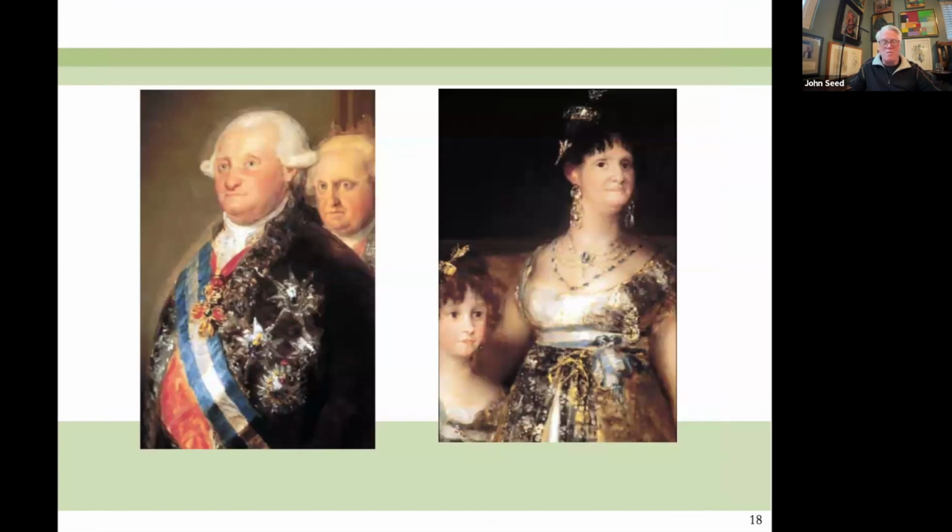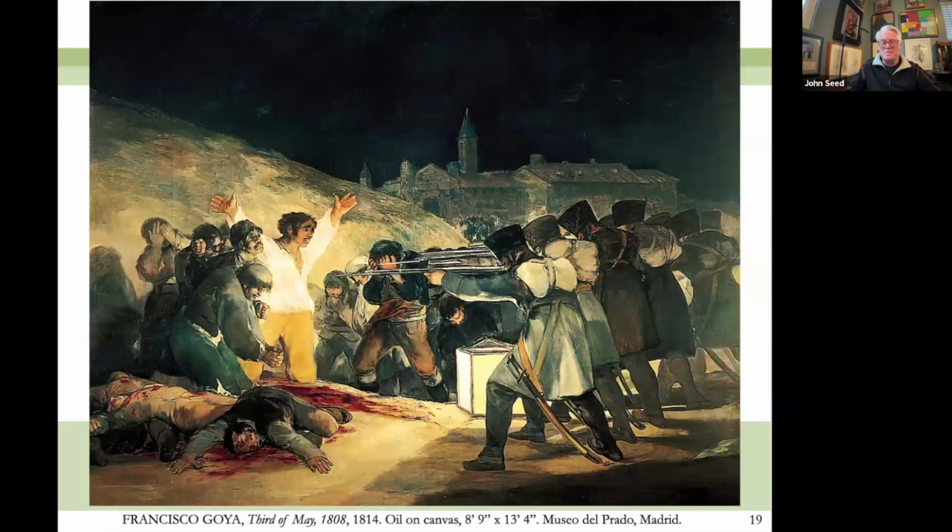And there they are to admire with their medals, their sashes, and their expensive clothing, with the minister looking out over the king's shoulder. Goya also lived and painted tragedy.